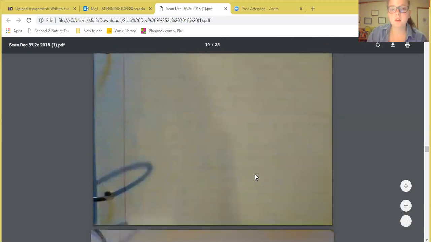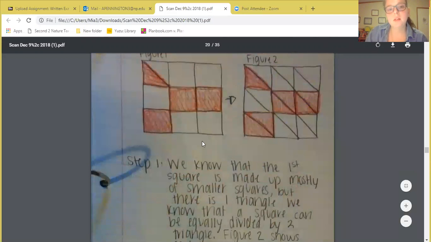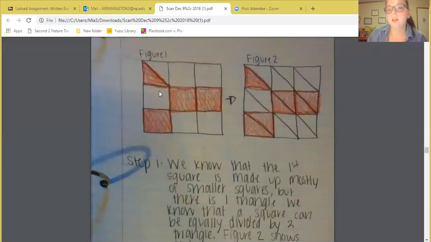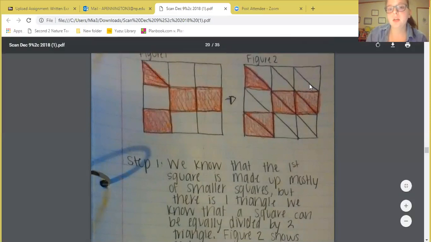Now let's solve for this one. This is a square made up of smaller squares, but there is one small triangle that is divided into 2 and 1 square. So that tells us that 2 triangles fit into 1 small square. So we're going to break that down, and we get 2, 4, 6, 8, 10, 12, 14, 16, and 18 pieces of triangles.